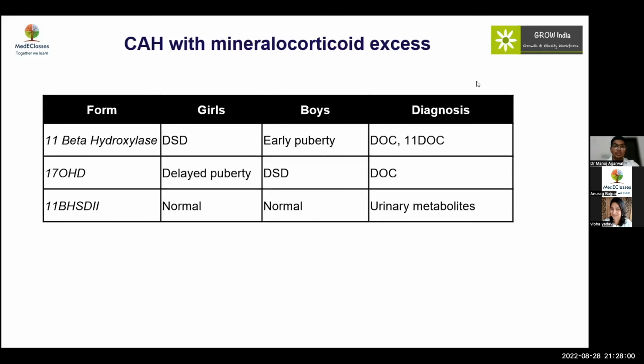So if we summarize my previous 3 slides, then 11 beta hydroxylase may present in the girl with the DSD, in the boy with the early puberty, and diagnosis is done by high 11-DOC level. Similarly, 17 hydroxylase present in the girl with the delayed puberty and in the boy with the DSD, and diagnosis has been done by the high DOC level. And third condition, which we just discussed about the 11 beta hydroxylase deficiency, there will be no DSD in the girl and boys, but diagnosis has been done by urinary metabolism.